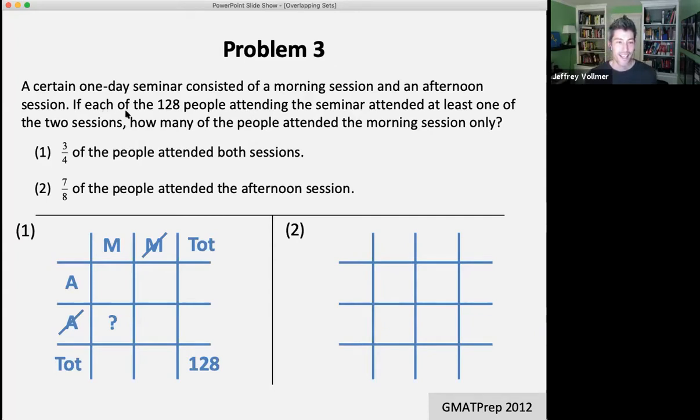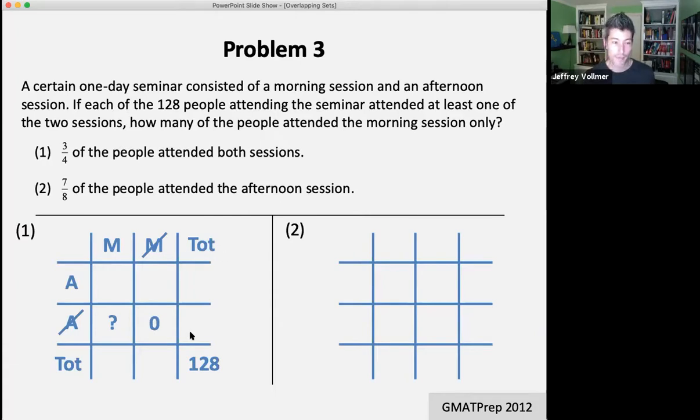Yes. Each person in attendance attended at least one of the two sessions. So you are not allowed to go to this seminar and just hang out at the bar all day. You've got to go to one of the two sessions, which means no one is allowed in this box. So that is a 0. And that I think is what you can get from the stem.